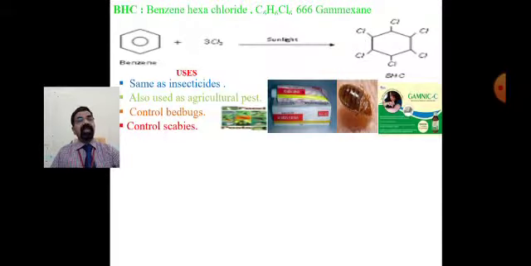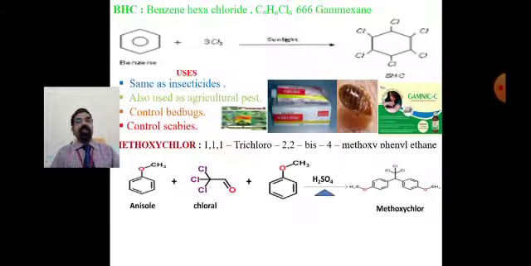The third pesticide is called methoxychlor. It is chemically known as 1,1,1-trichloro-2,2-bis(4-methoxyphenyl)ethane. You see the reaction is similar to that of DDT. In DDT, we use only chlorobenzene. Here, we are using anisole, that is methoxybenzene.